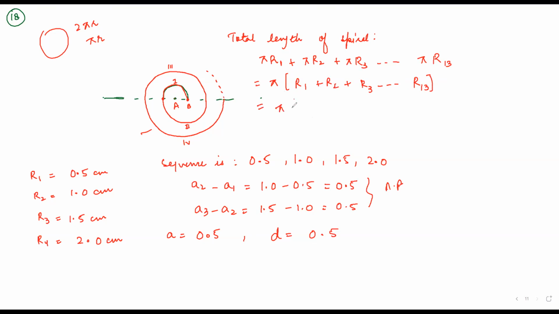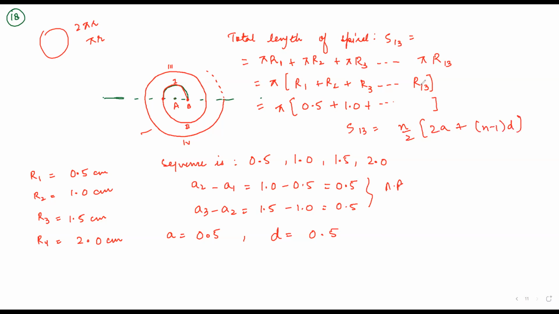So pi into r1 is, please write down, 0.5 plus r2 is 1.0 and so on up to 13th term, right? We don't know the 13th term. So this will be the total length. So ultimately you have to find the sum here. Is this clear? Or you can call it, this is actually S13 you are finding. This is ultimately your S13, right? Total length of a spiral is basically the sum of 13 terms here. So your S13 will be, now according to the formula, because R13 we don't know, we use this formula, n by 2 into 2a plus n minus 1 into d.